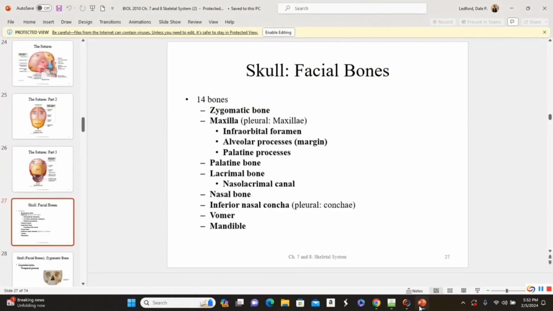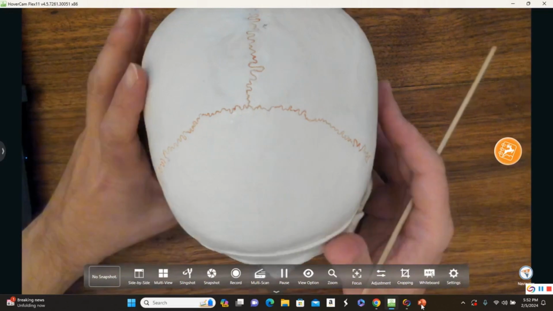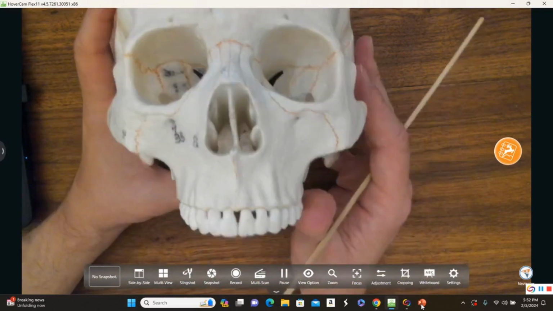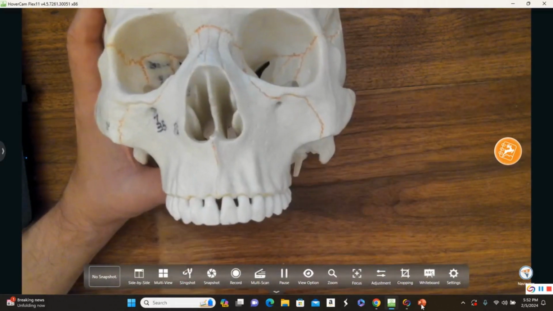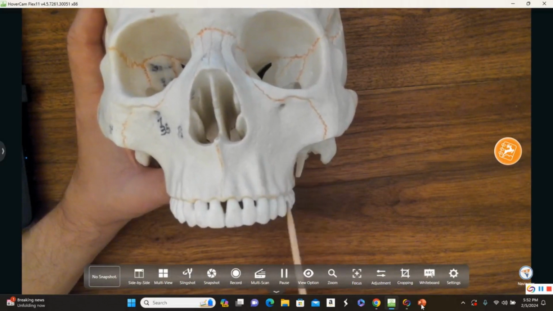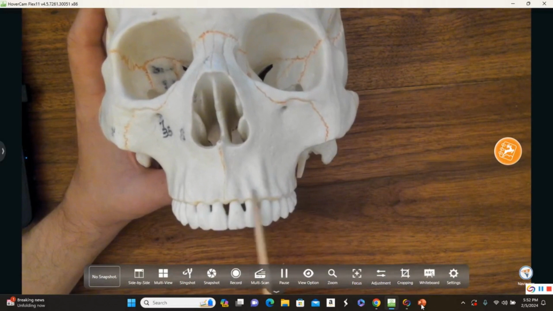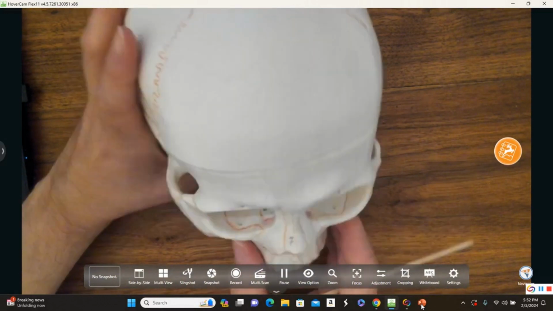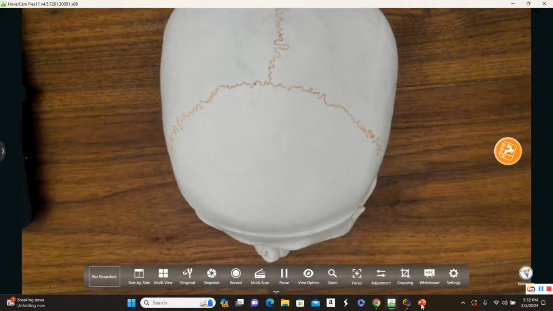Alright. Now, what we also have is an alveolar process or margin. That's where the teeth lock in. So to find it, easy, find your teeth. The alveolar process or margin is where the teeth lock in. So find the teeth and you'll find the alveolar margin or alveolar processes. Okay.